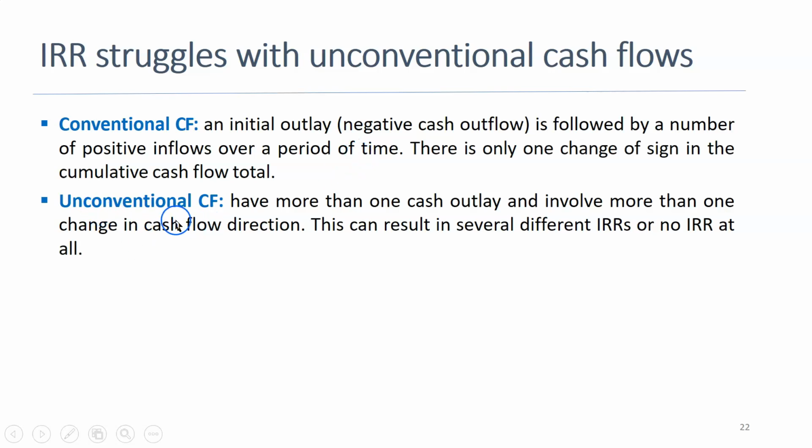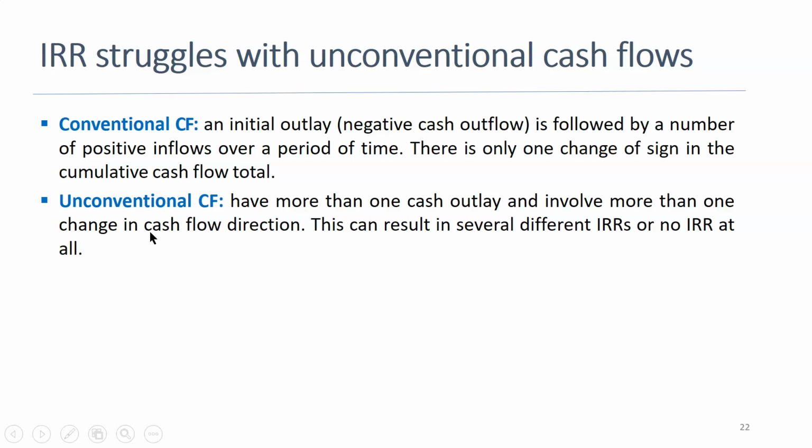A project with unconventional cash flows is a situation when you have more than one cash outlay, which involves more than one change in the cash flow direction. For example, when you buy an investment property, you purchase it first, then you might need to renovate it, which will require some additional spending. Then you possibly rent it out and start receiving positive cash inflows. But in a couple of years' time, the boiler might break in your house and you might need to repair it. Or your tenants will trash the property and you will need to renovate it again. Or you might need to spend some money maintaining it regularly. So this particular project will represent an unconventional set of cash flows.